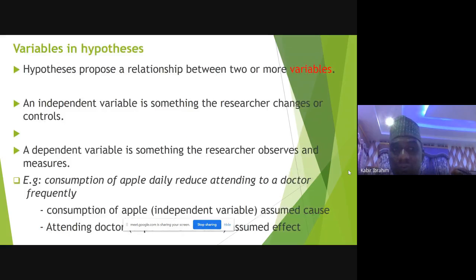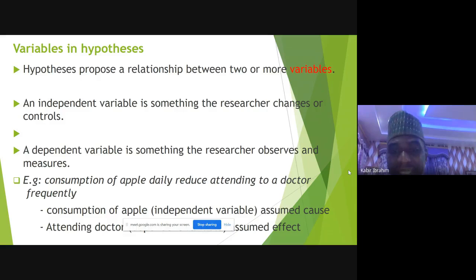So we can see what the variables in a hypothesis are. A hypothesis proposes a relationship between two or more variables. An independent variable is something the researcher changes or controls, while a dependent variable is something that the researcher observes and measures. For example, if you want to know what is the independent variable, or the cause, and what is the assumed effect of the study, you can see this example.